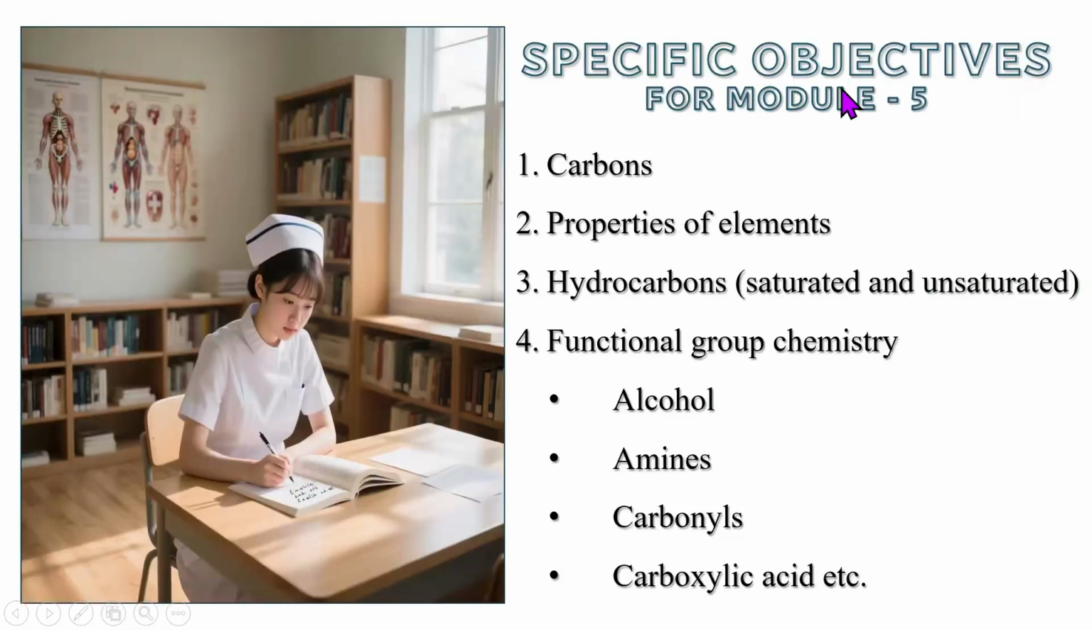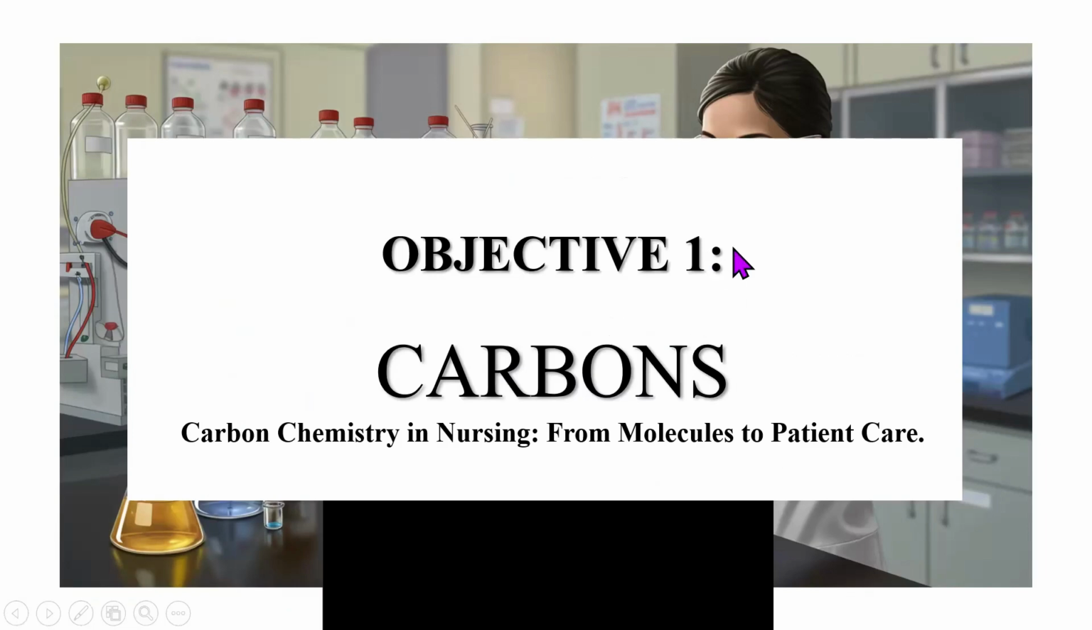Let's begin with the specific objectives for Module 5. Specific objectives for Module 5 are as follows. 1. We'll discuss carbons. 2. We'll discuss the properties of some elements. 3. We'll discuss hydrocarbons, saturated hydrocarbons and unsaturated hydrocarbons. 4. We'll discuss functional groups in chemistry, such as alcohol, amines, carbonyls, and carboxylic acid, and how they apply to the nursing practice. Let's begin with Objective 1.